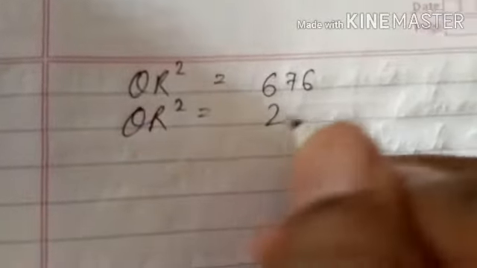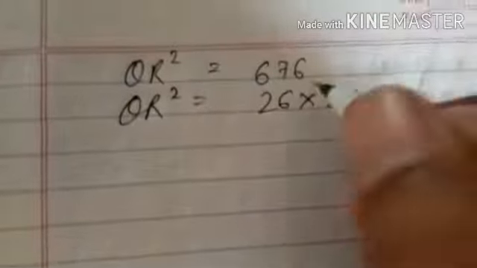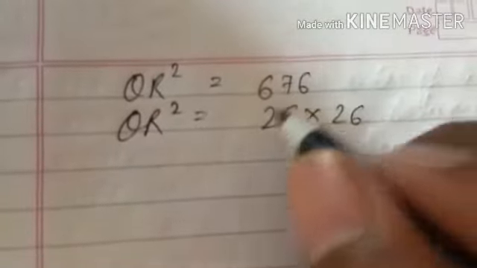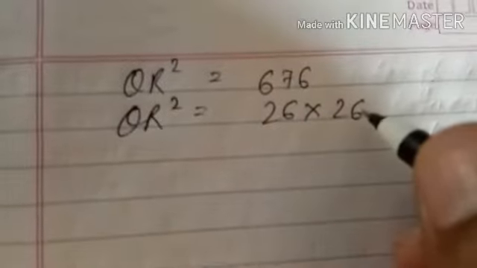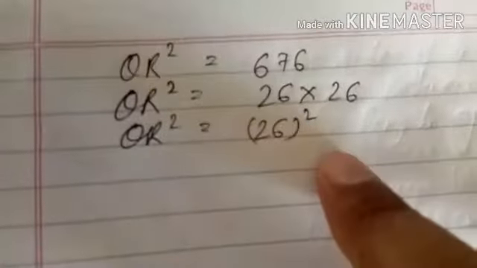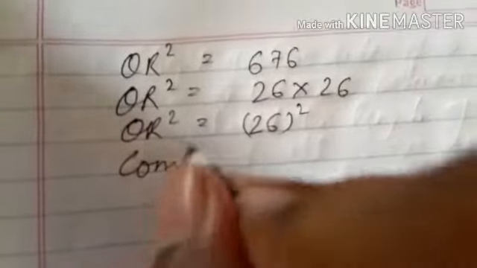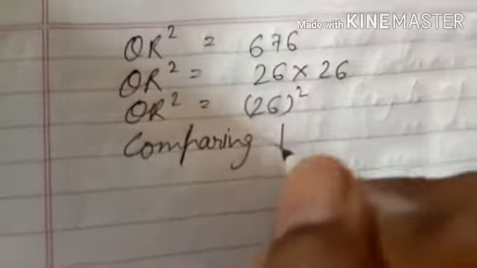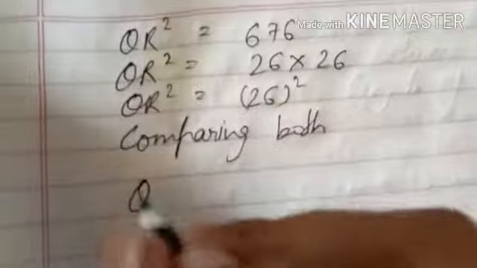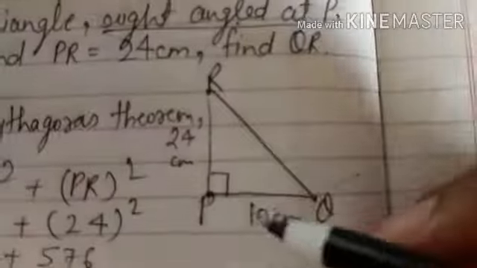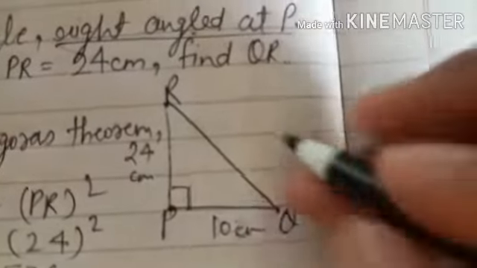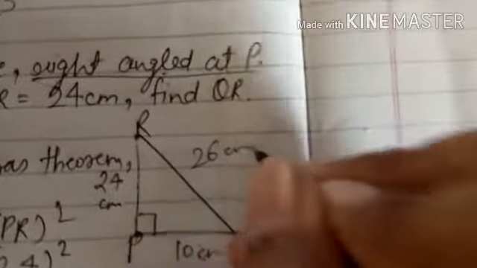So this can be written as QR square is equal to 26 into 26. If you get the factors of this, it can be written as 26 into 26. Okay, so we can also write QR square is equal to 26 square, and by comparing these two, this is also square, this is also square. So comparing both, QR is equal to 26 centimeter. In this figure, by using the square of base and altitude, we got that this is 26 centimeter.